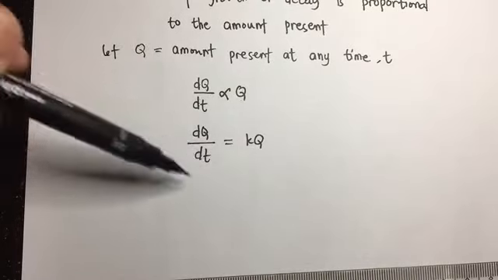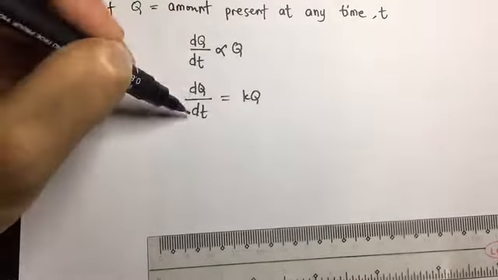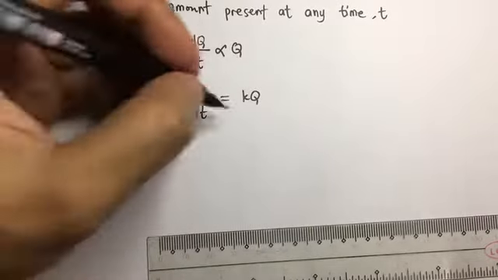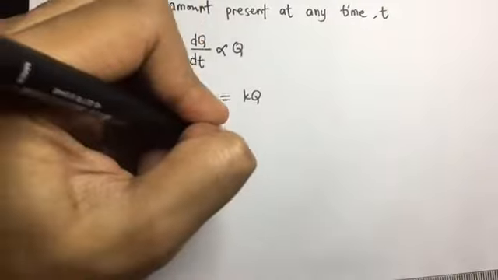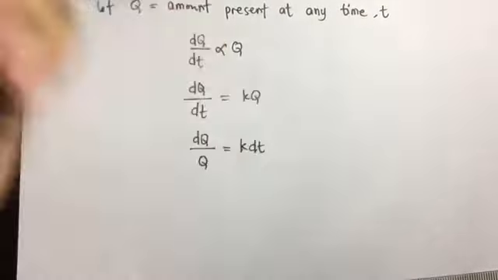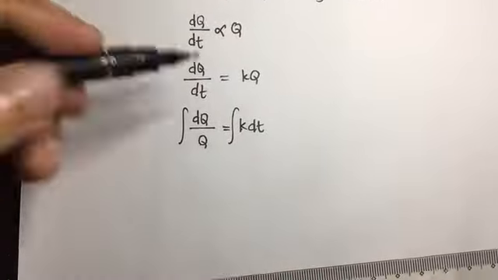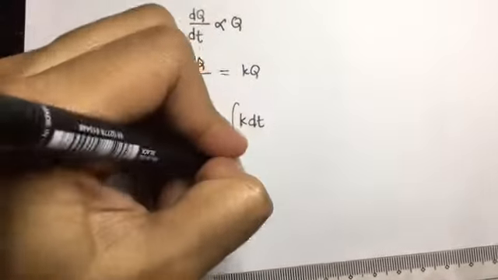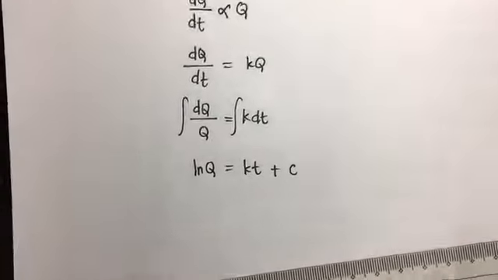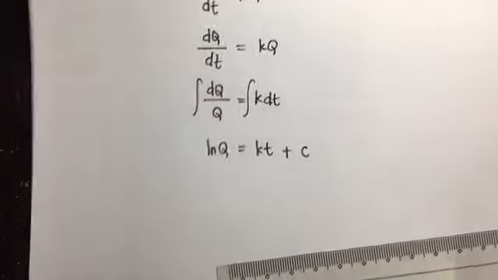So to find the solution of this differential equation, we can see that it is simply variable separable. So we can transfer Q in the denominator of dQ and then cross multiply dt on the other side. So this will become dQ over Q is equal to k dt. And then integrating both sides, we will have the integral of dQ over Q, that is ln of Q, is equal to kt plus C. So that C, we can solve for it using an initial condition.